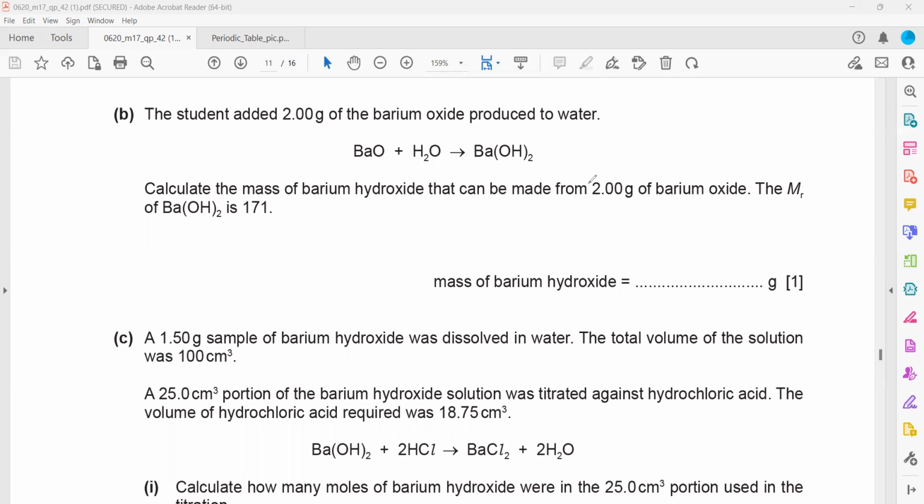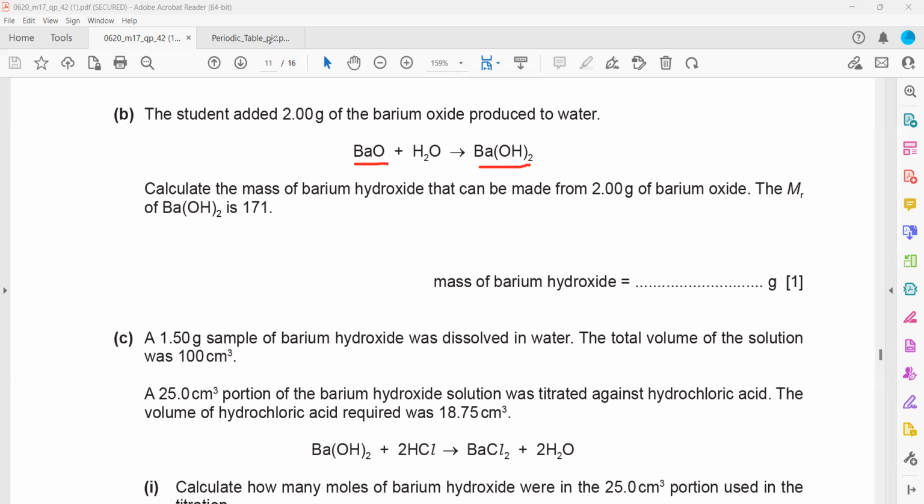There are two ways to do this question. One is first you find the moles of barium oxide. Then from moles of barium oxide, you get moles of barium hydroxide. And from moles of barium hydroxide, you multiply by molar mass and you get mass in gram. This is one way, but that is a lengthy method, and it's only 1 mark. So if mass is given, you can also take a mass ratio. How to take a mass ratio for barium oxide and barium hydroxide?